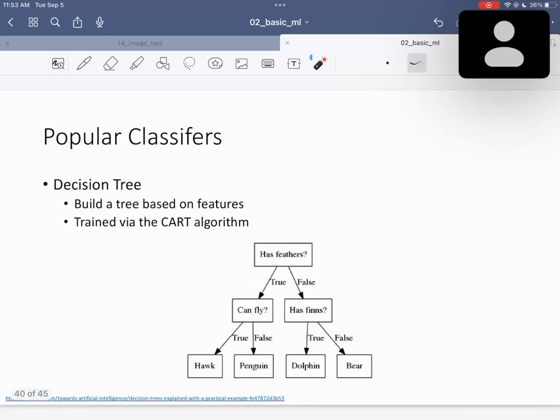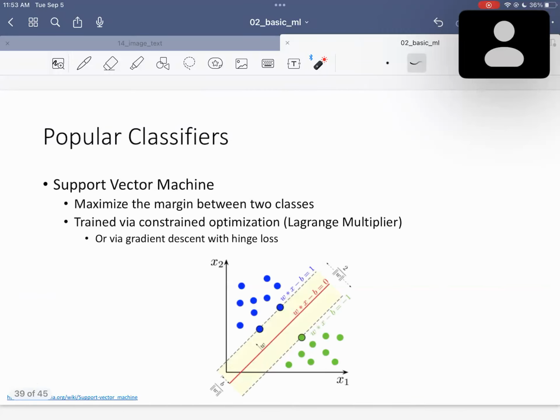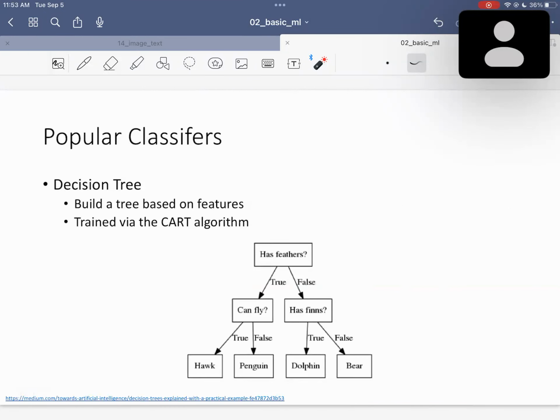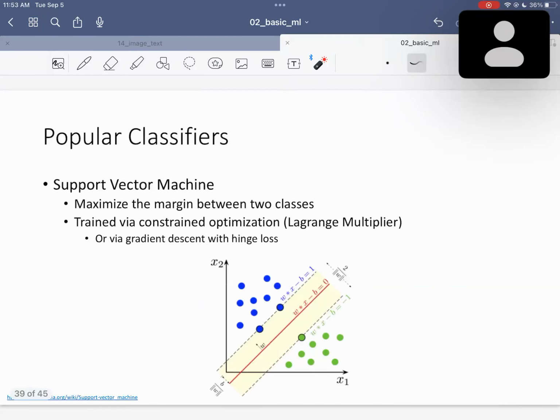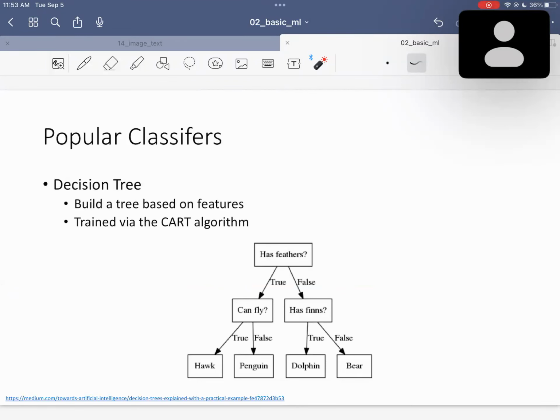Another thing is the decision tree. I guess in this course we won't be using support vector machines or decision trees. Actually, this Thursday we'll be looking at these examples in scikit-learn, but deep learning has not so much to do with support vector machines or decision trees.